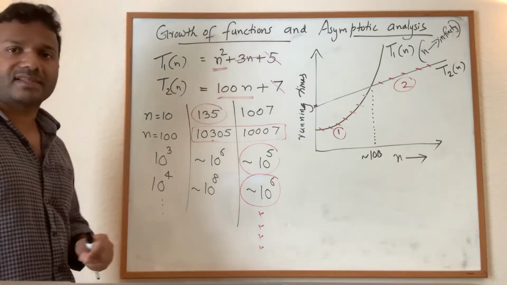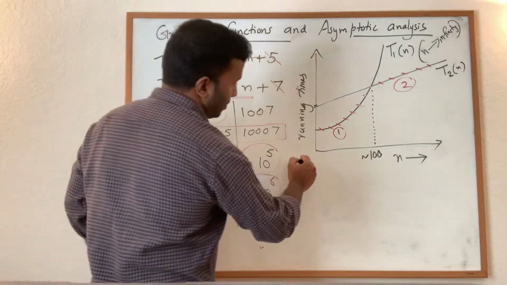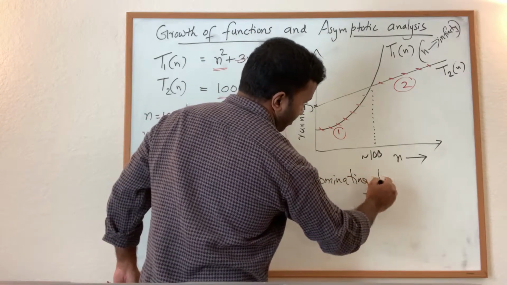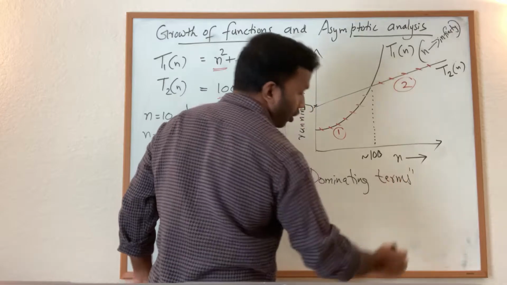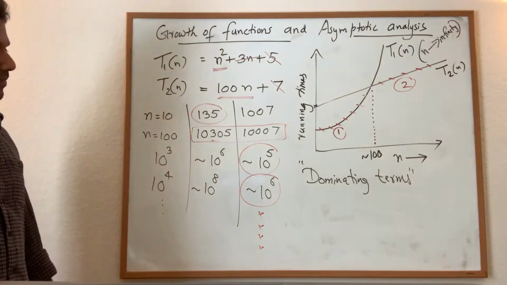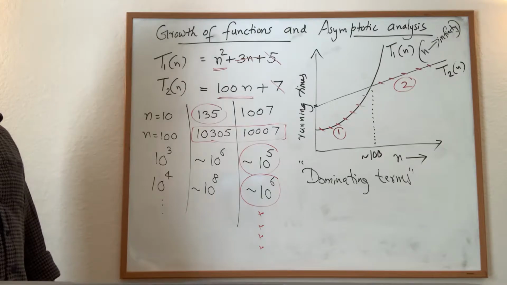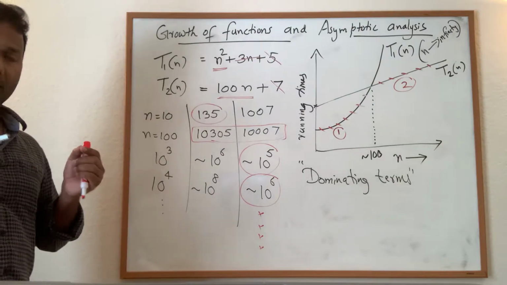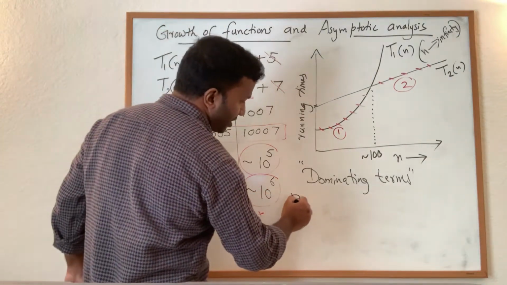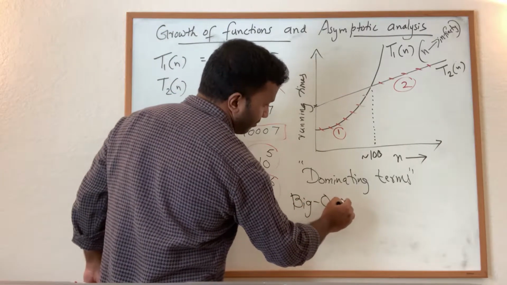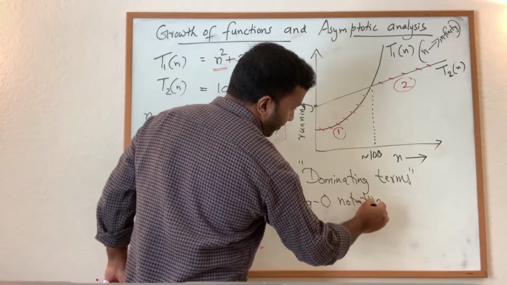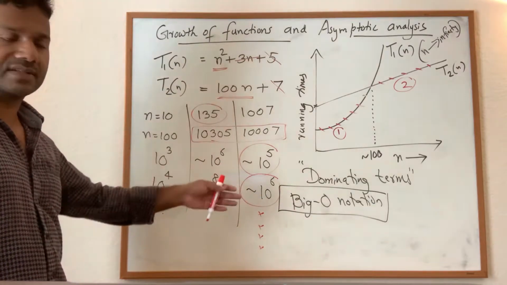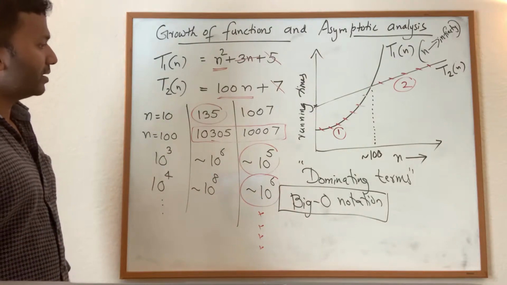And what are these terms? These are nothing but the dominating terms. Okay, so at this point I want to introduce what is known as the big O notation. Big O notation, very informally. I'll introduce it now in an informal way, and we will see it in more detail later.